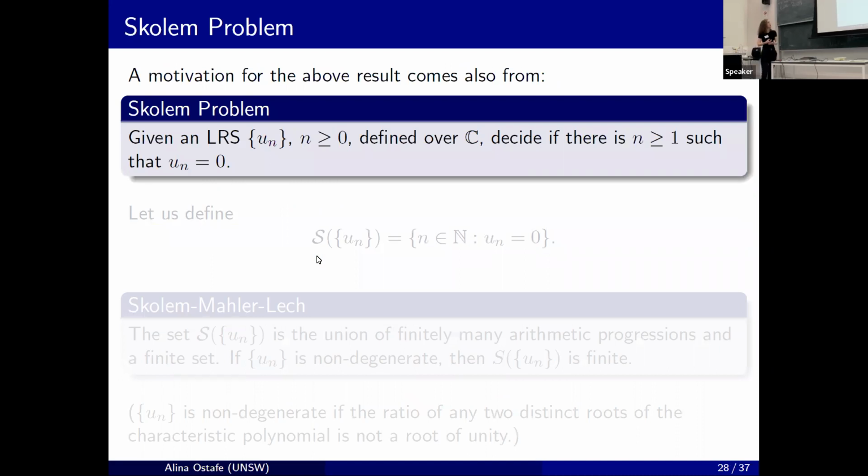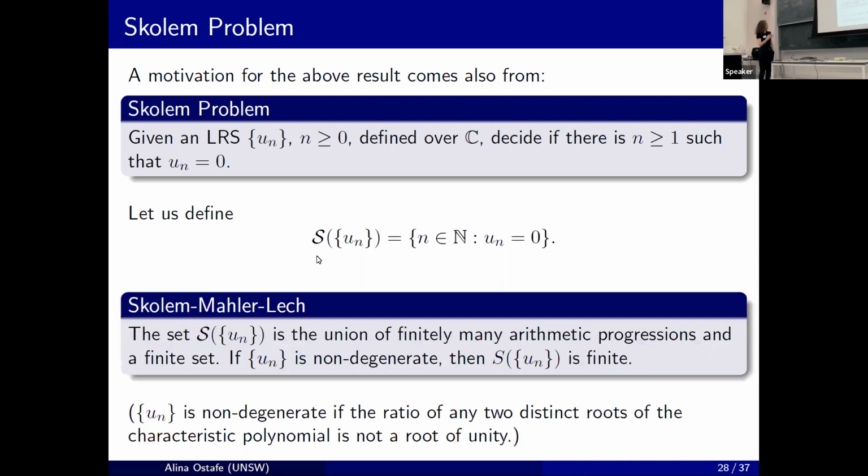Now, this is also intimately related to the famous Skolem problem, which says that given a linear recurrence u_n, decide if there is an n such that u_n is 0. So let me define S(u_n) to be the set of n such that u_n is 0. And the famous Skolem-Mahler-Lech theorem says that the set S(u_n) is the union of finitely many arithmetic progressions and a finite set.